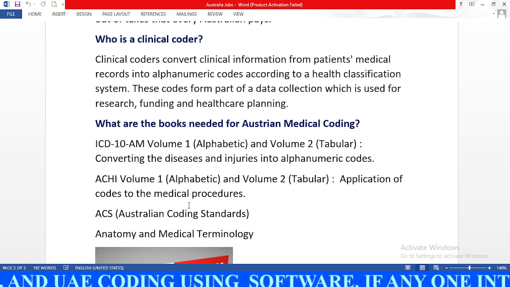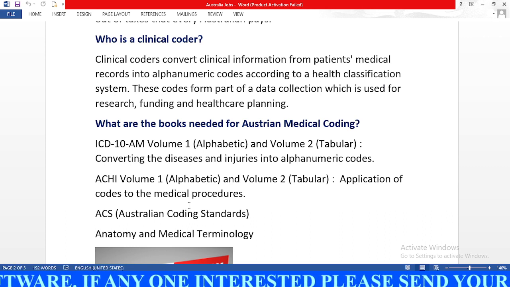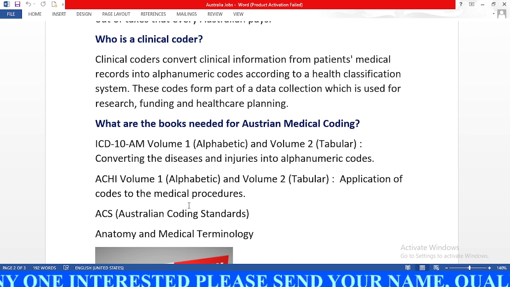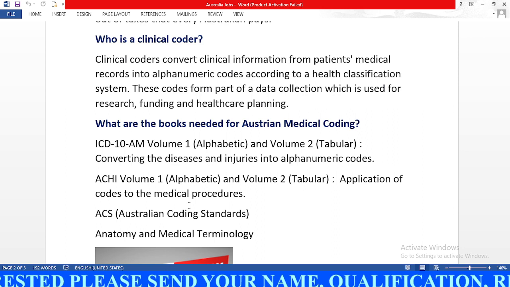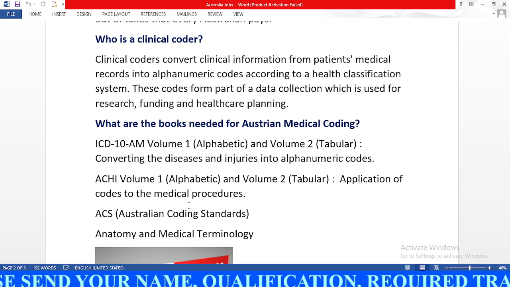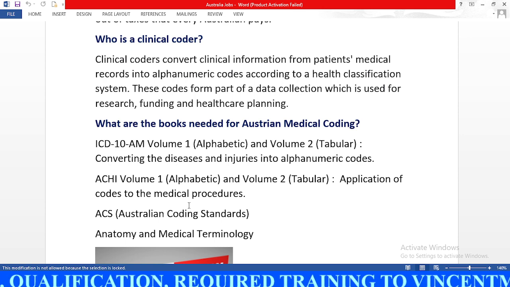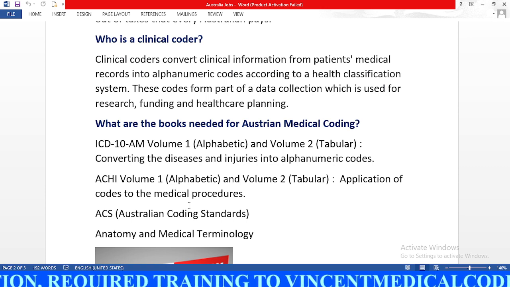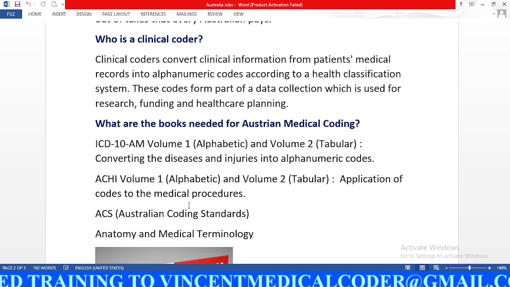So whether you take a clinical coder or a medical coder, we convert clinical information from patients' medical records into alphanumeric codes according to a health classification system. For example, in the US, ICD-10-CM, CPT as well as PCS. Further, we are going to learn the Australian medical coding process. So what are the benefits of this coding? These codes form part of a data collection which is used for research, funding and healthcare planning. As usual, the US has the same purpose for medical coding.